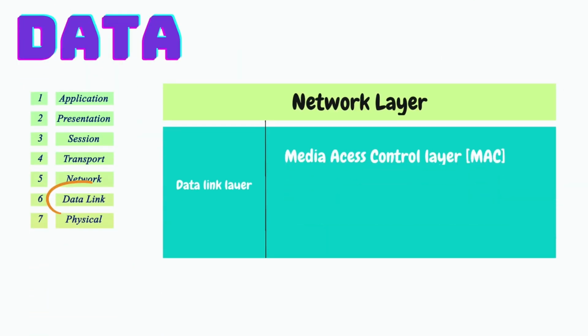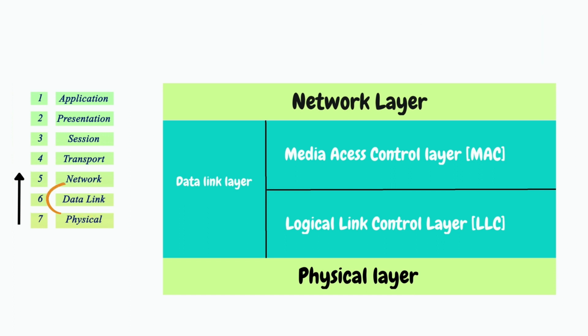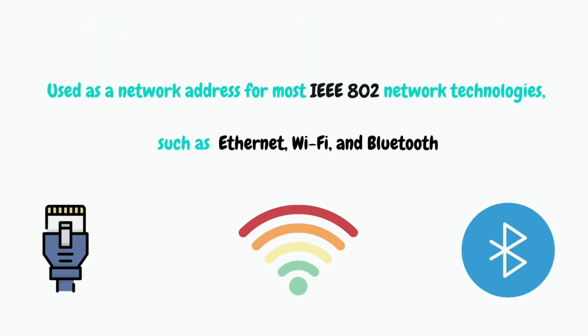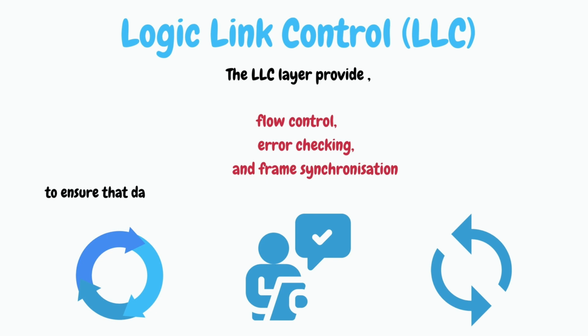The second layer is the data link layer. The data link layer has 2 main sublayers, the Media Access Control layer or MAC and the Logic Link Control layer or LLC. Media Access Control, MAC, is used as a network address for most IEEE 802 network technologies, such as Ethernet, Wi-Fi, and Bluetooth. Logic Link Control, LLC: the LLC layer provides flow control, error checking, and frame synchronization to ensure that data is transmitted correctly and reliably between devices on a network.